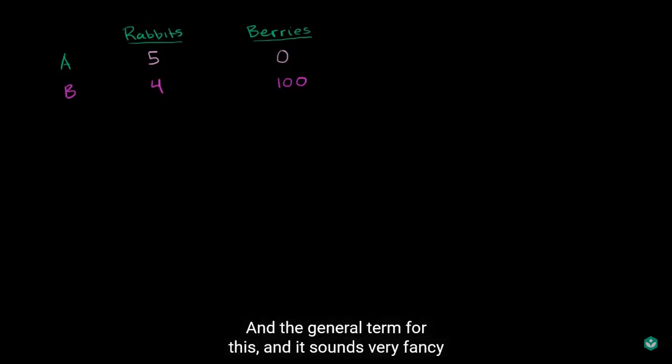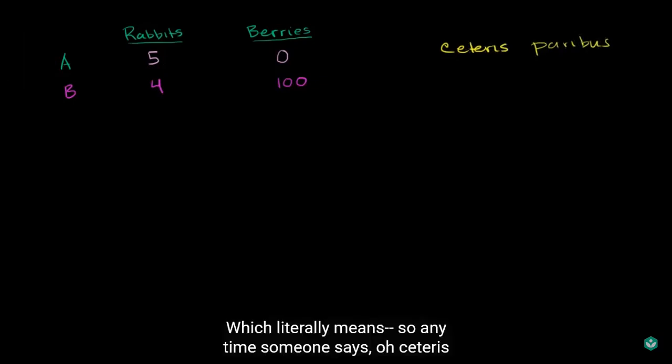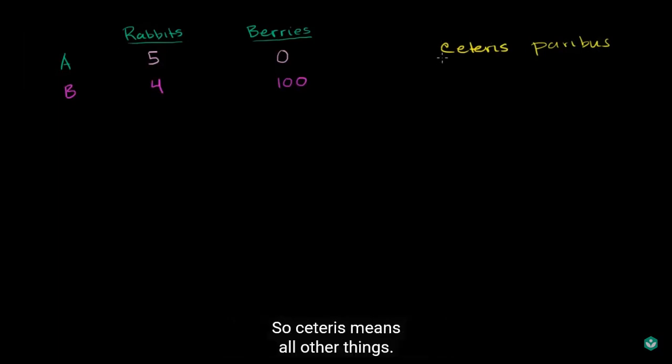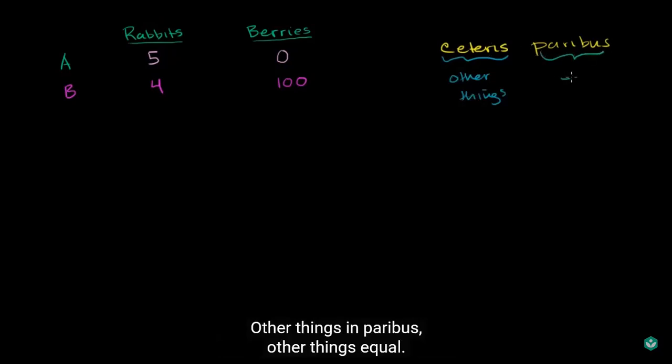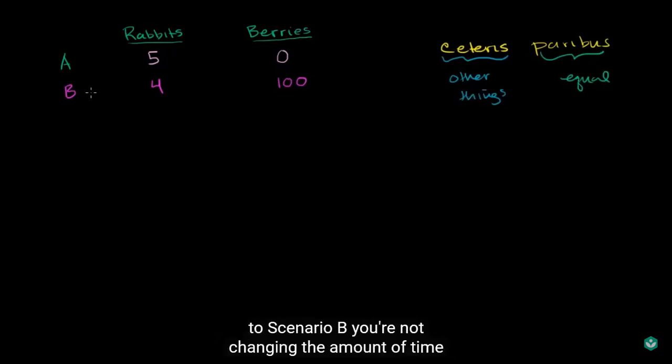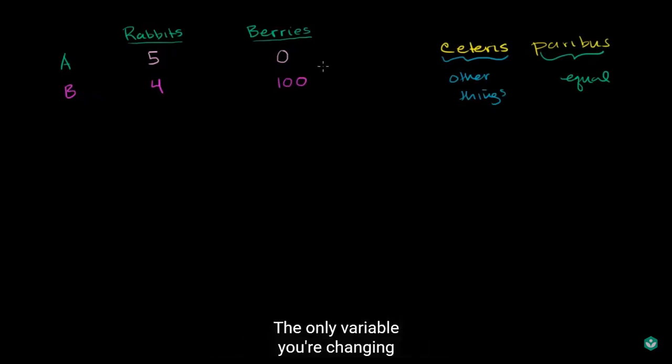The general term for this, and it sounds very fancy if you say it in a conversation, is ceteris paribus. Anytime someone says ceteris paribus, we assume this variable changes, or whatever else, they're saying we're assuming everything else is being held equal. Ceteris means other things. You're probably familiar with et cetera. It's essentially the same word. Other things, and paribus, equal. So when you're going from scenario A to scenario B, you're not changing the amount of time you're sleeping, the geography where you are in a dramatic way, or the tools or technology you use. Everything else is equal. The only variable you're changing is how much time you allocate to finding rabbits versus finding berries.